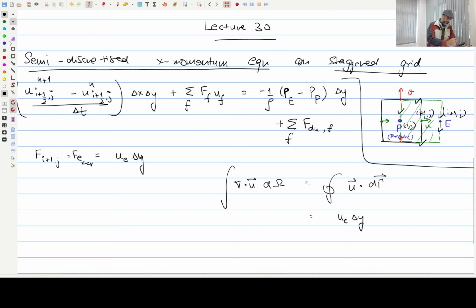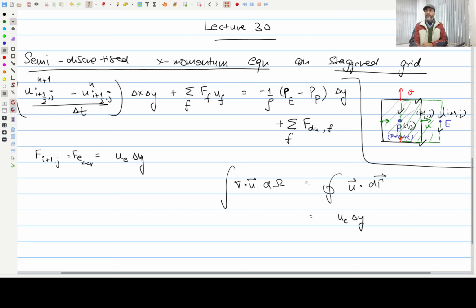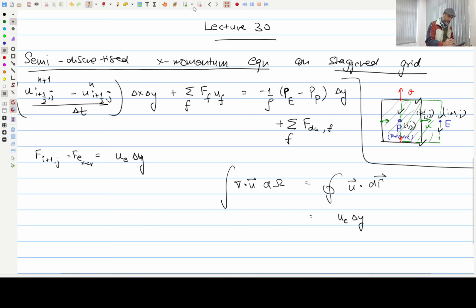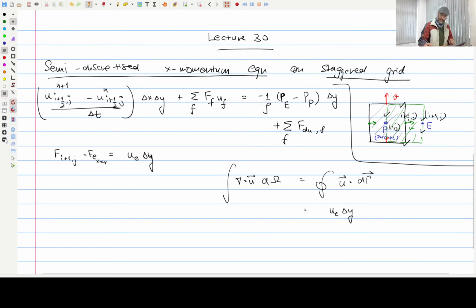So nominal cell is this one, the one which has capital P as a center. So if I need the eastern face velocity, well, that's already known directly. So this time I do not need to do any sort of interpolation to get this u east, and u east times delta y is actually the mass flux. So the mass flux on the boundaries of the nominal cell is known by definition of the staggered grid. So that makes life a little simpler. Okay, so just be careful about these things when you are writing the final equations.